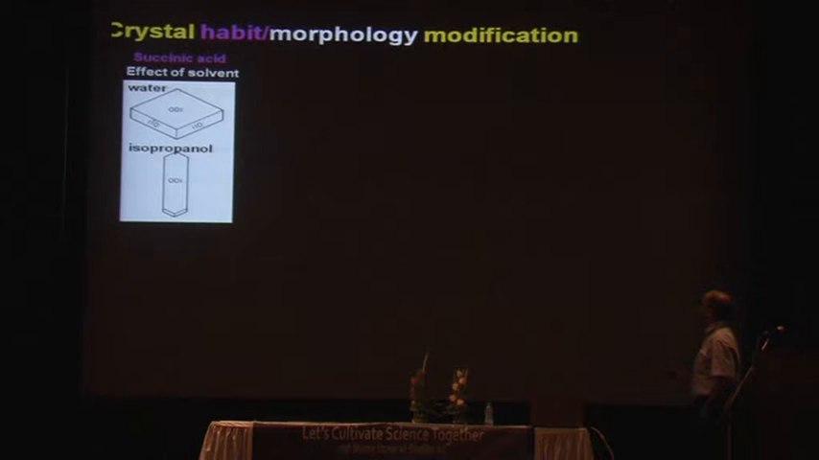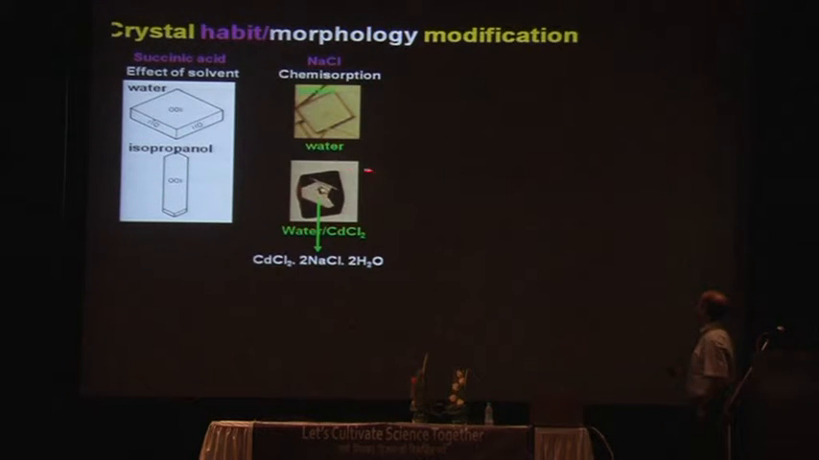So I'll give you some examples of habit modification taken from the literature. For example, if you take succinic acid and crystallize it from water, it gives you this kind of shape, but if you do it from isopropanol, it gives you this kind of shape. Sodium chloride is usually cubic, but if you do it in the presence of cadmium chloride, it's called chemisorption, it's no more just sodium chloride, it contains cadmium chloride, sodium chloride and water, and it gives you octahedral.